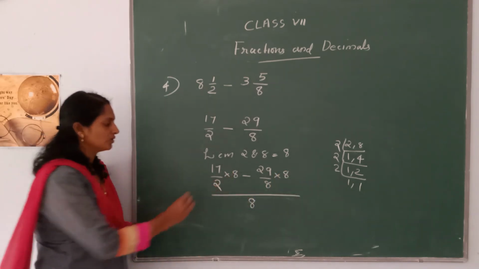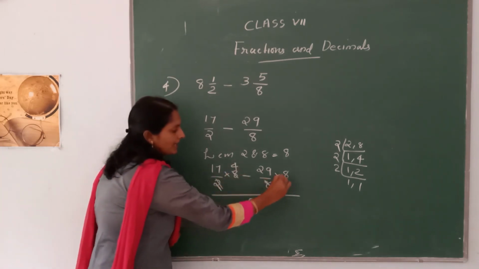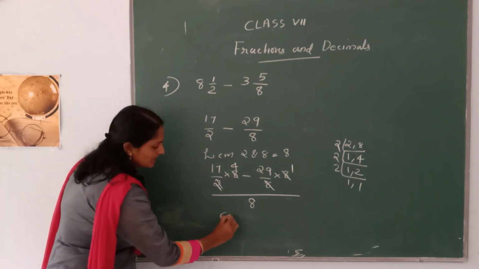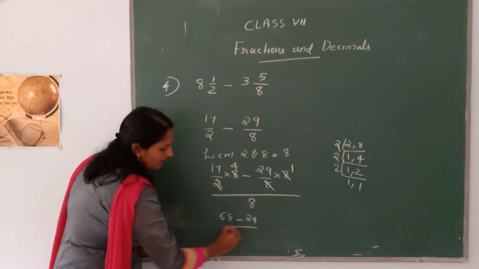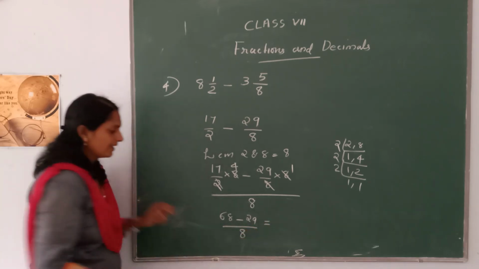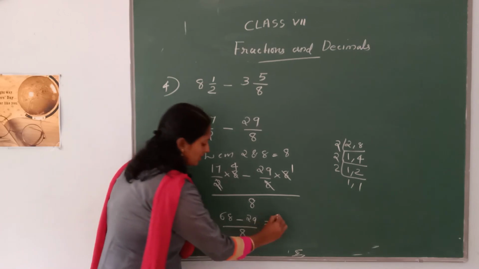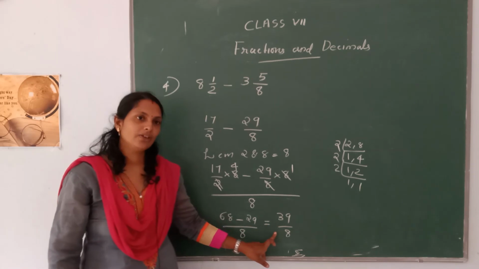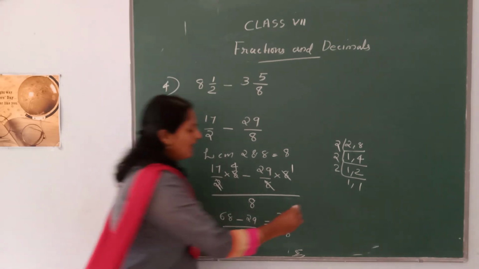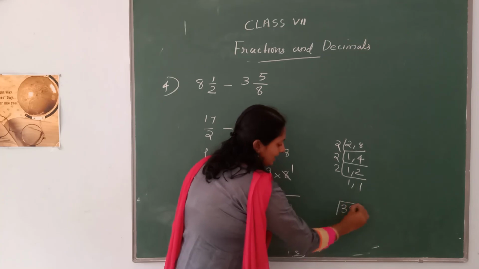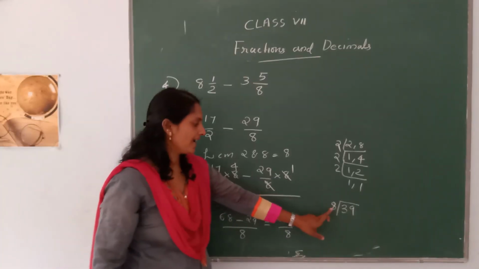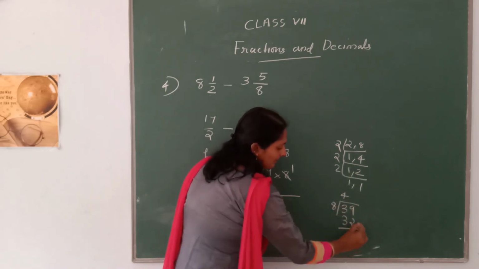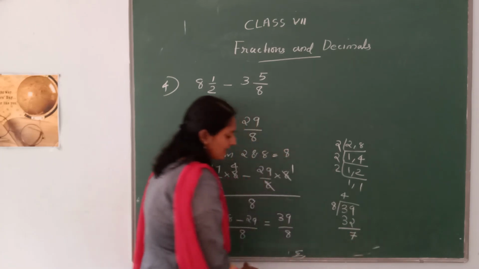Then cancelling 8 and 2, you will get 4, and 8 and 8, 1. Then 17 into 4, that is equal to 68 minus 29, whole divided by 8. Then 68 minus 29, that is equal to 39 divided by 8. This is the improper fraction. Then you convert this into a mixed number. We will divide 39 by 8. How many 8s in 39? That is 4. 4 8s are 32. Then 39 minus 32, that is equal to 7.